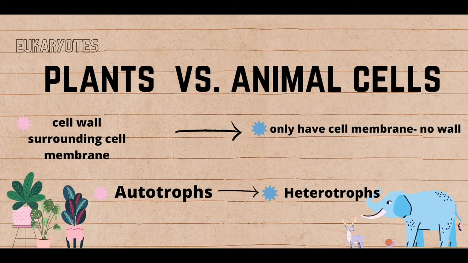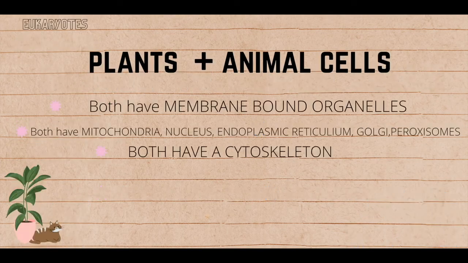Humans and animals, on the other hand, cannot do photosynthesis. So heterotrophs are called consumers, because they must consume something else in order to get their food and their energy. These are the major differences between plant and animal cells. And remember that both plant and animal cells are eukaryotic cells. Now let's talk about the similarities between the two.